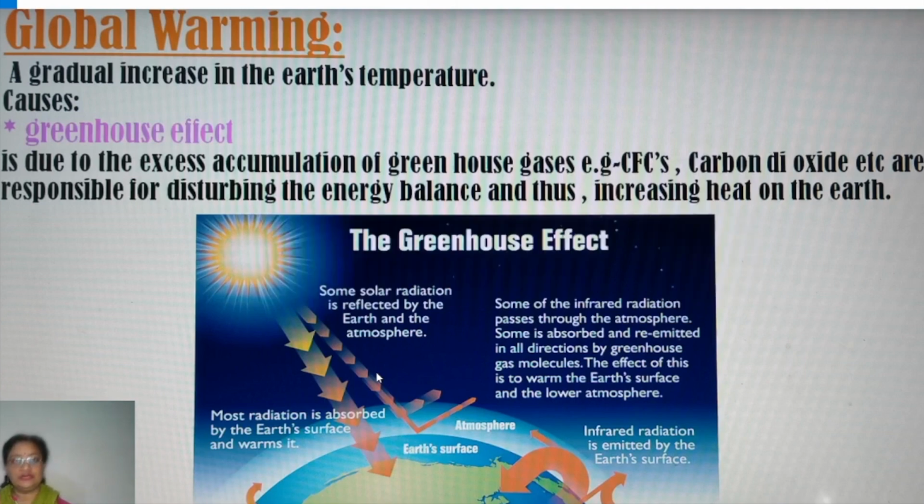So now let's start with the topic ozone depletion. Now, first of all, children, what is the meaning of ozone? Ozone layer, ozonosphere. You must have heard about ozone. Ozone is actually nothing but O3, right? Oxygen has the symbol O2, and in the same way ozone is O3, right?